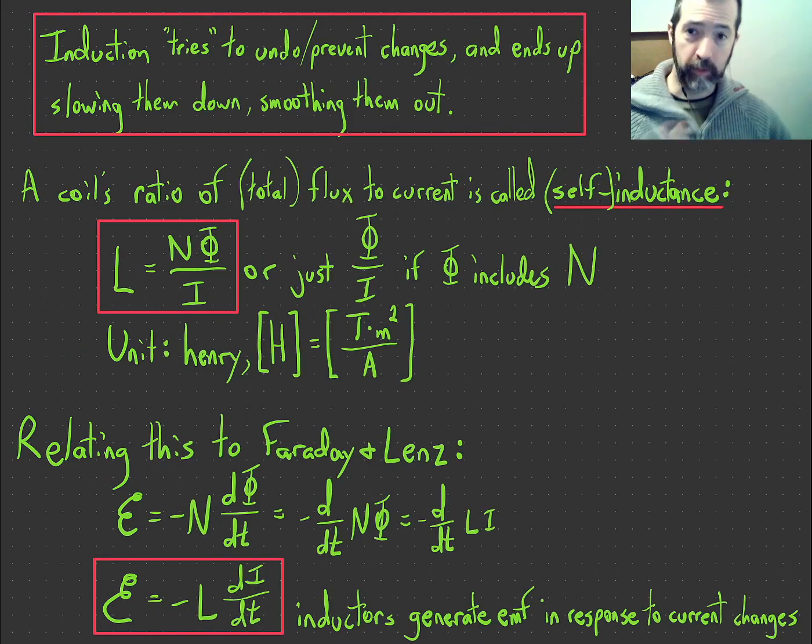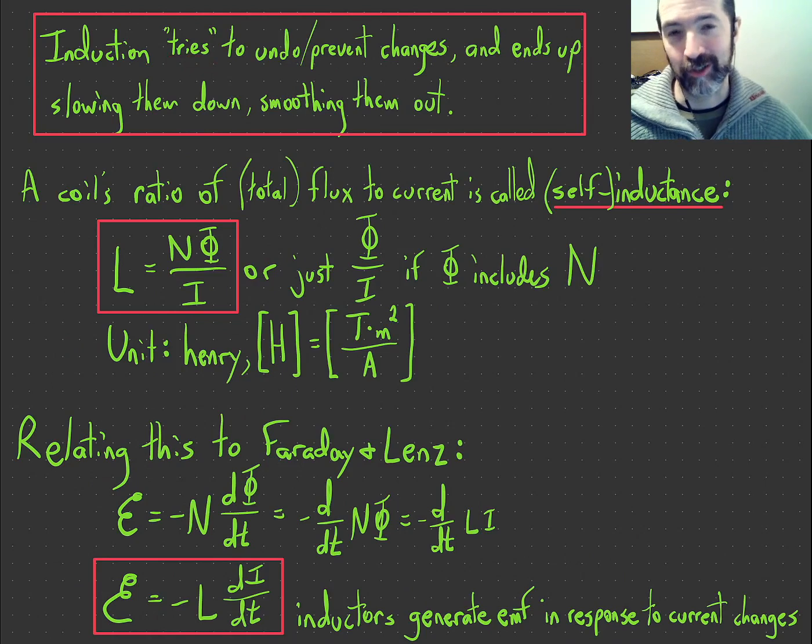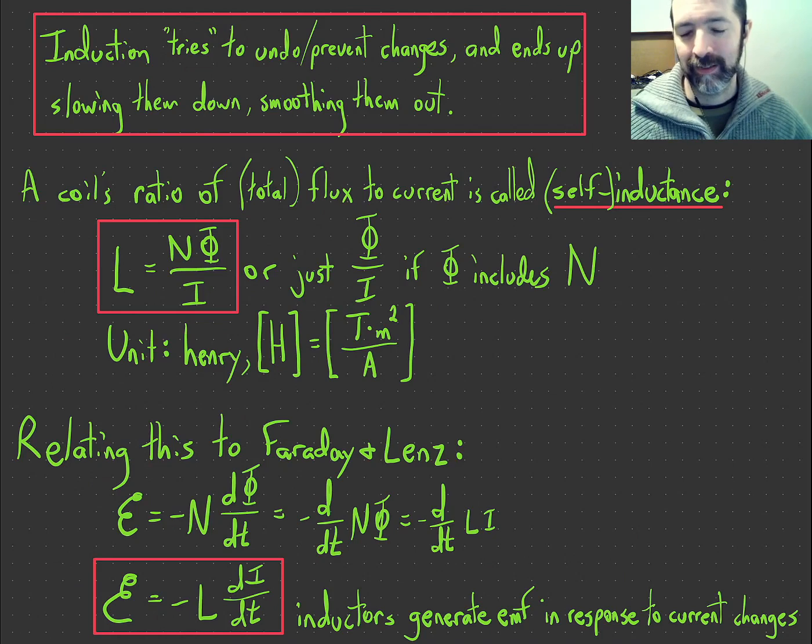So here's a bunch of math to go with this. Again, the central idea is that the induction effect "tries" to prevent whatever change is occurring. I put the word tries in quotes here because obviously there's no conscious entity involved. I shouldn't personify an abstract concept. Now, the induction effect is never strong enough to actually prevent things from changing, but it does slow them down or smooth them out, that sort of thing.